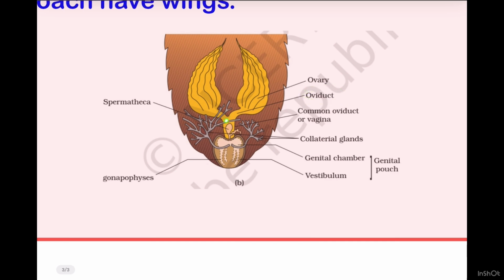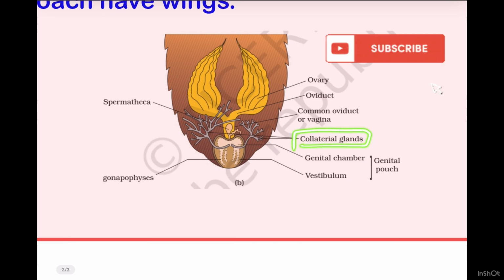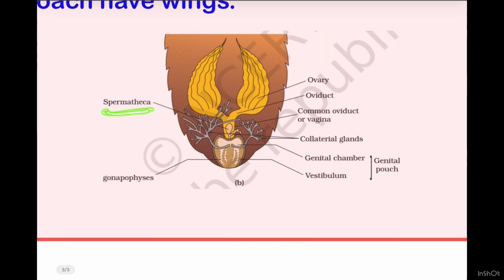This is called the common oviduct or vagina. Now the vagina opens into the genital chamber or genital pouch. The upper portion of the genital pouch is called the genital chamber, and the lower portion is called the vestibulum, meaning anterior and posterior portion. Collateral glands open into this genital chamber, and a pair of spermathecae will be present, which collect the sperms during copulation from the male.